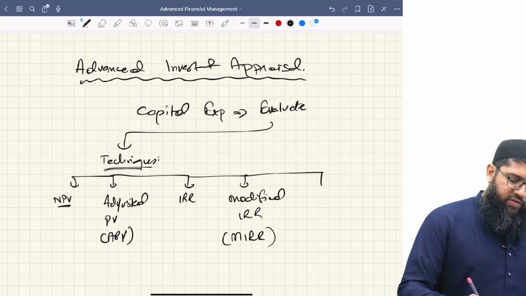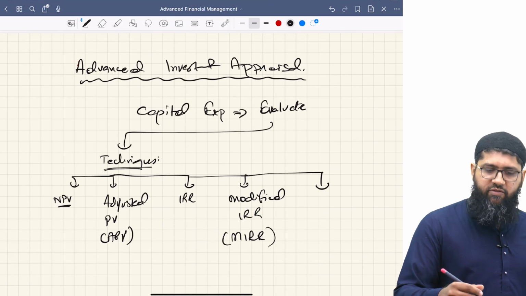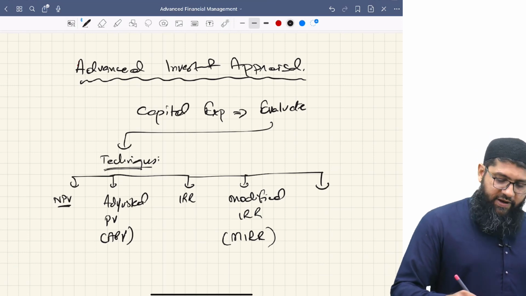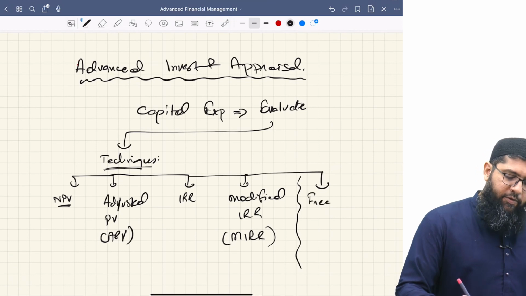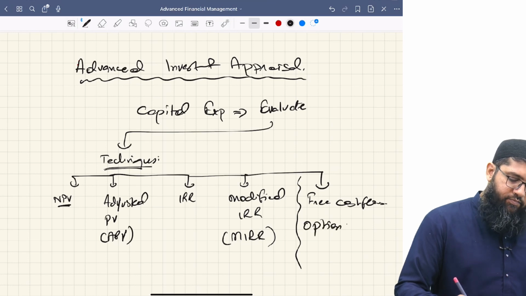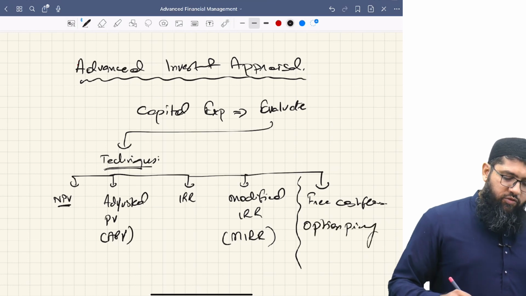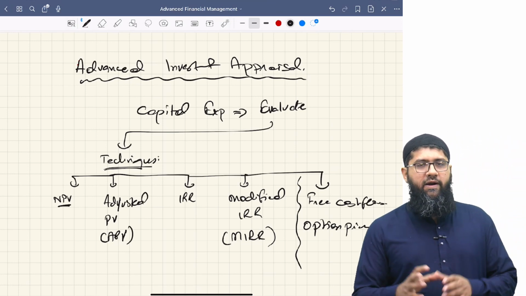In addition to this, there are certain more areas that are part and parcel of this advanced investment appraisal. That includes the concept of free cash flows and the concept of option pricing. So these are also important areas that are part and parcel of the syllabus.